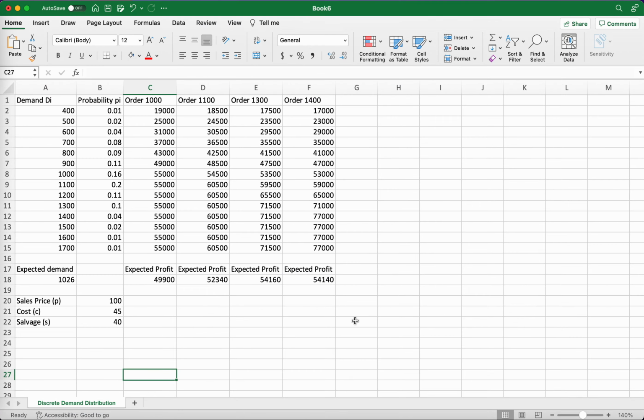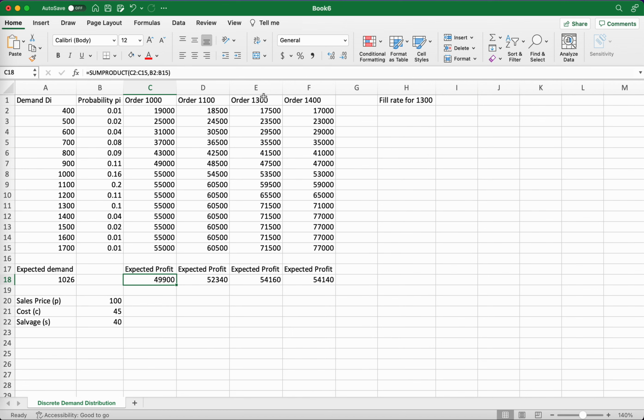Let's go back to this Excel sheet that we were looking at. We'll say fill rate for 1300. We'll do it for 1300 because 1300 is the optimal order quantity. 1300 gives you an expected profit of 54,160. If you order 1000 or 1100 or more than 1300, say 1400 or some other number, your expected profit values will be lower. So 1300 is the optimal value. So what is the fill rate for 1300?